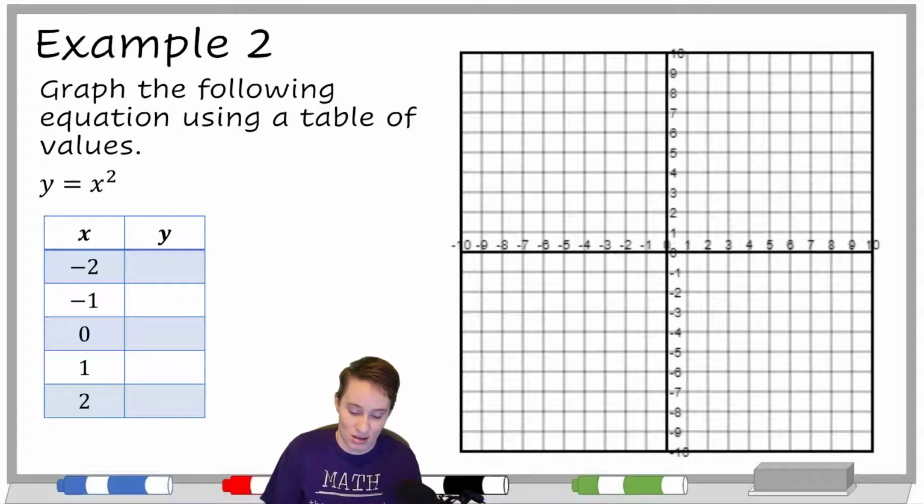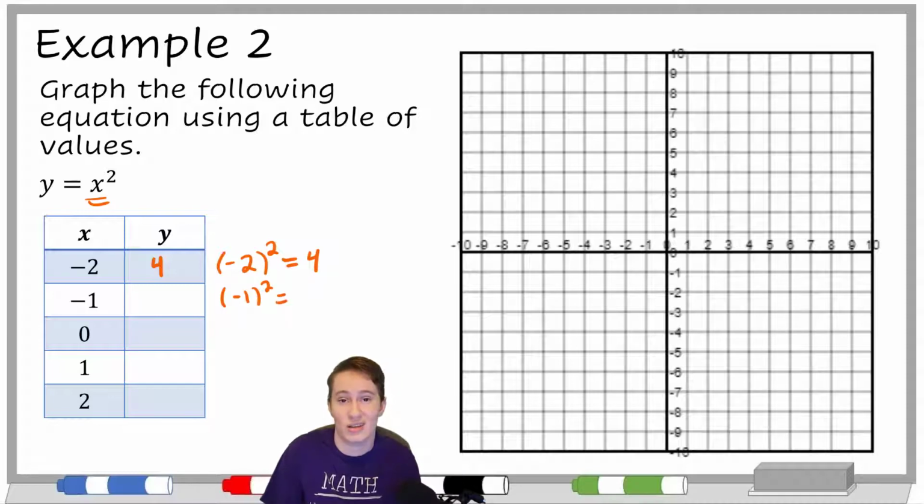So if I say -2 squared, what does that give me? -2 times -2 is +4. So when I plug in -2 up here where x is, I get a +4. And then I'm going to continue on doing that. I'm going to say what happens when I plug in -1.